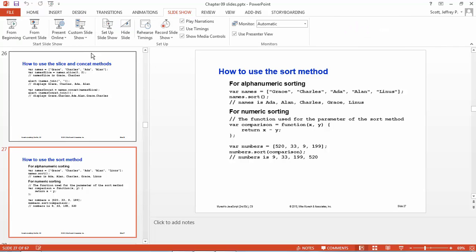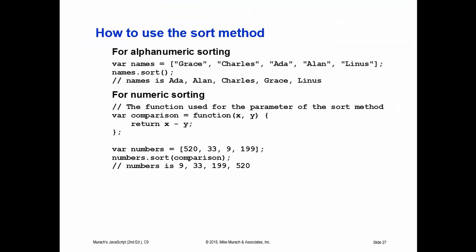If you look right here, it's very simple to do a sort. Actually, an alphanumeric sort or an alphabetic sort is much easier to do than a numeric sort. You notice that with an alphanumeric, or really an alphabetic sort, all you have to do is say the name of the array dot sort paren paren. That's it. And you can see exactly what happens.